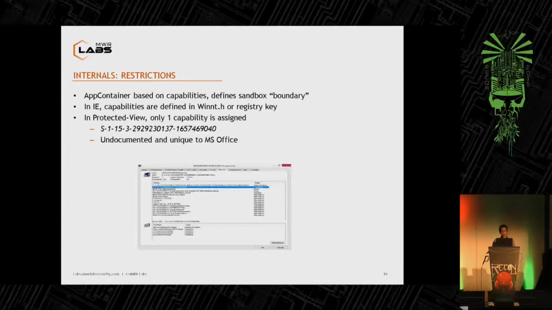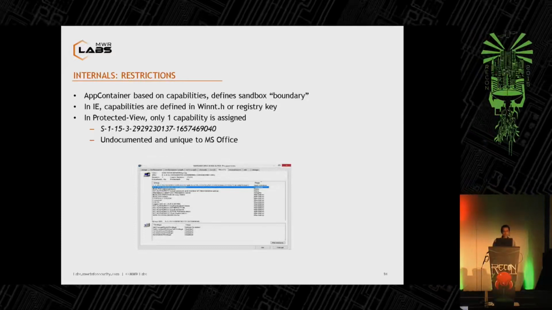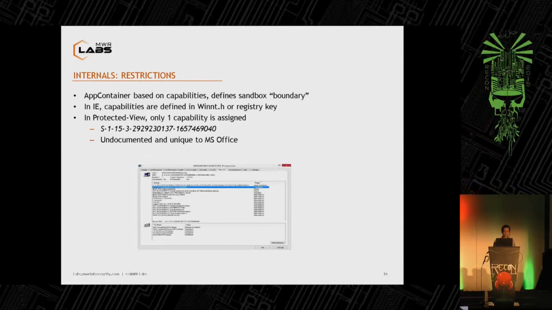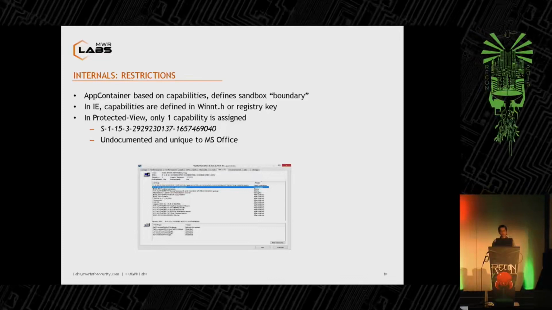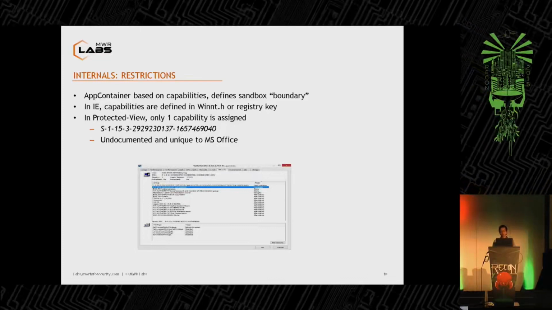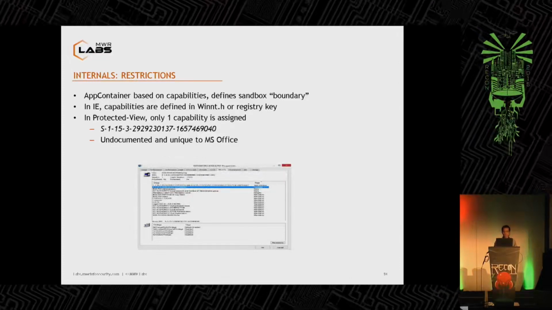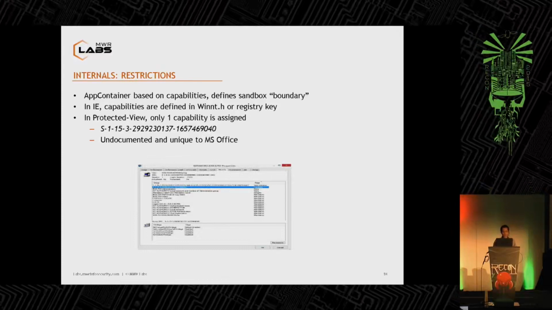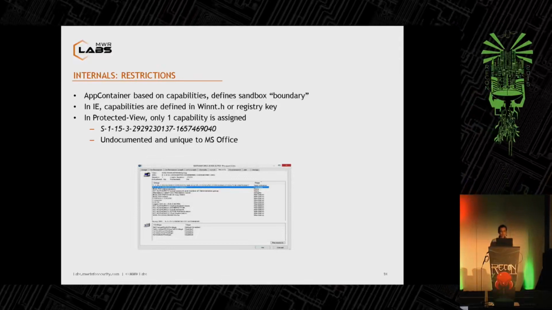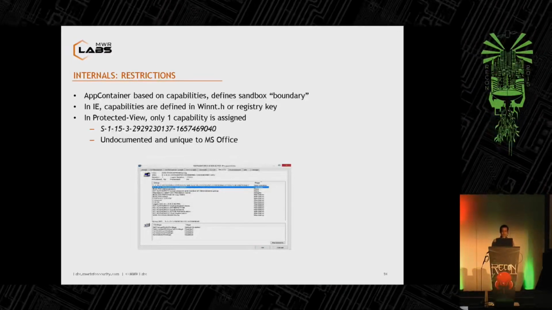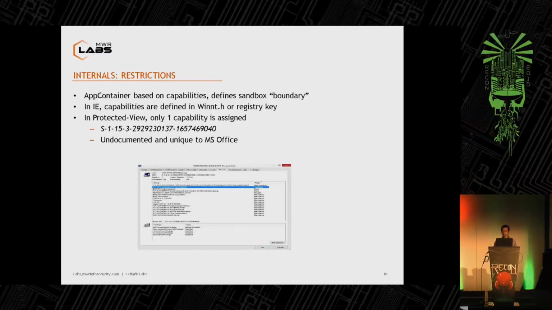Now, I'm sure many know that the app container is largely based on a concept known as capability, which in turn defines the system resources that the sandbox can access. In IE, these capabilities are known and defined either in winnt.h or from the capability mappings registry key. But as you can see from the startup flowchart, the protected view sandbox is assigned only one capability, which is not documented or defined publicly. So to define the boundary of the sandbox container, we will check for the sandbox and capability seeds in the access control list in an iteration of file locations and registry keys.